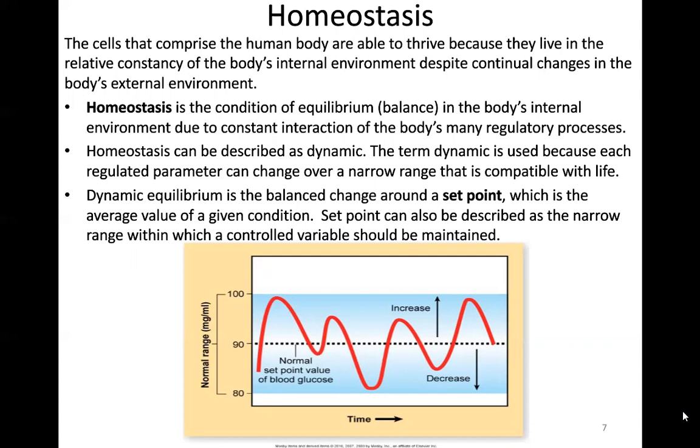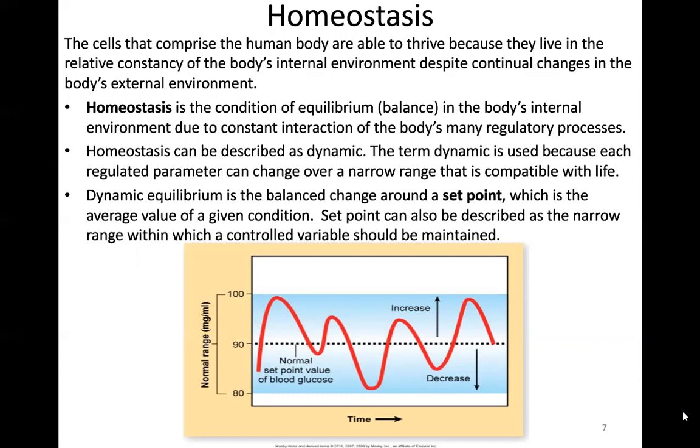Just going from this room, which is set at 69 degrees Fahrenheit, to outside, it can be a fluctuation of 20 degrees. But our body temperature doesn't change much because we are constantly responding. Okay, there's one of those things I was just talking about. Homeostasis is defined as a condition of equilibrium, or in parentheses, there's that word balance, in the body's internal environment due to constant interaction of our body's many regulatory processes.